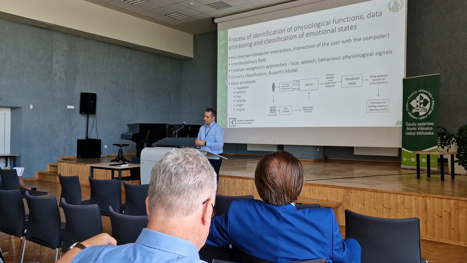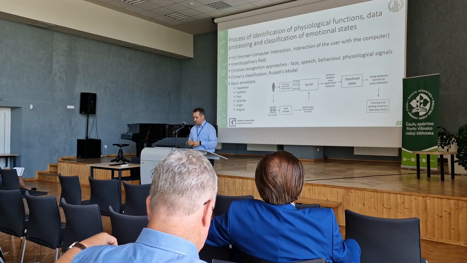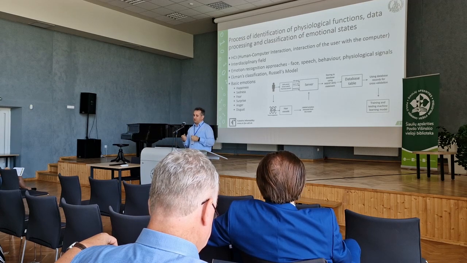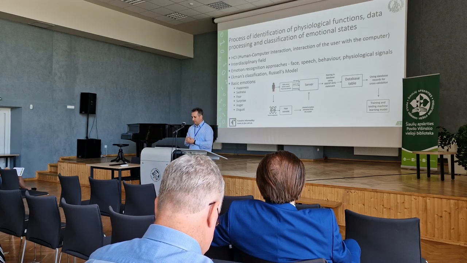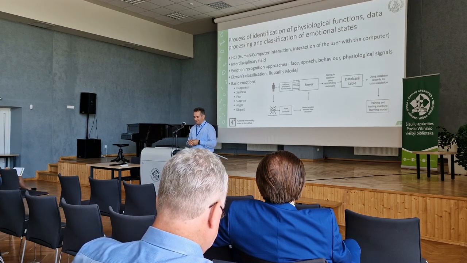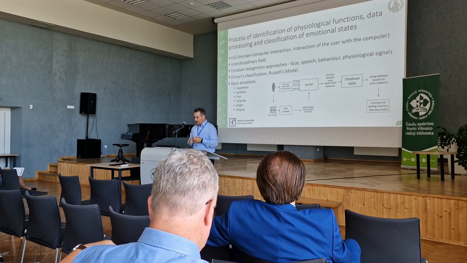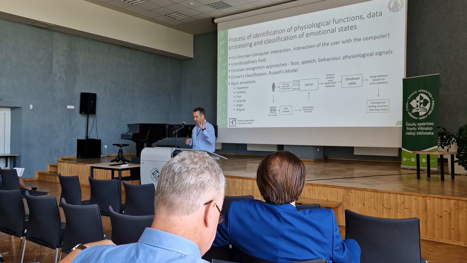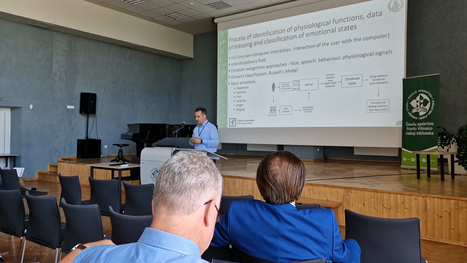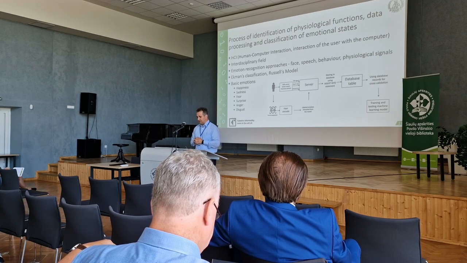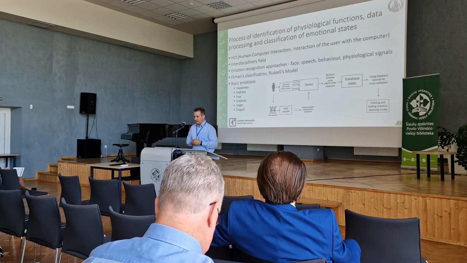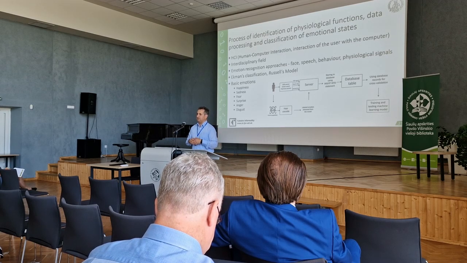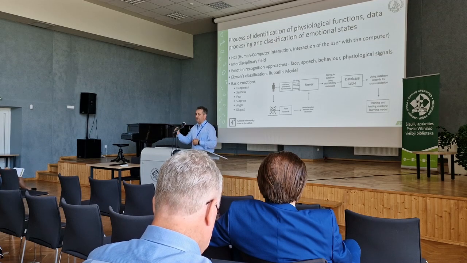How does it work? The process is identification of physiological functions, data processing, and classification of emotional state. It is in the field of human-computer interaction, the field of intelligent systems, and this is an interdisciplinary field. The emotion recognition approaches use face recognition, speech, behavior, and physiological signals. We used the Russell model, but in our experiment we used Ekman's classification, because Ekman defined seven basic emotions: six emotions and neutral.